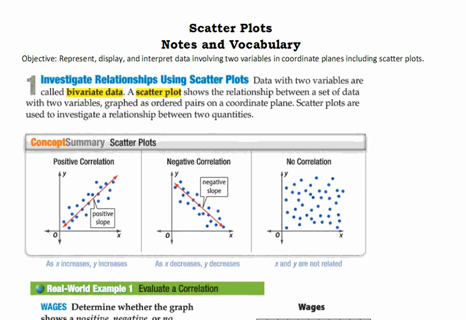Okay, the objective of this section is to represent, display, and interpret data involving two variables in coordinate planes, including scatter plots. Information with number 1 says data with two variables are called bivariate data. What we're focused on is the scatter plot part. A scatter plot shows the relationship between a set of data with two variables, graphed as ordered pairs on a coordinate plane. Scatter plots are used to investigate a relationship between the two quantities.